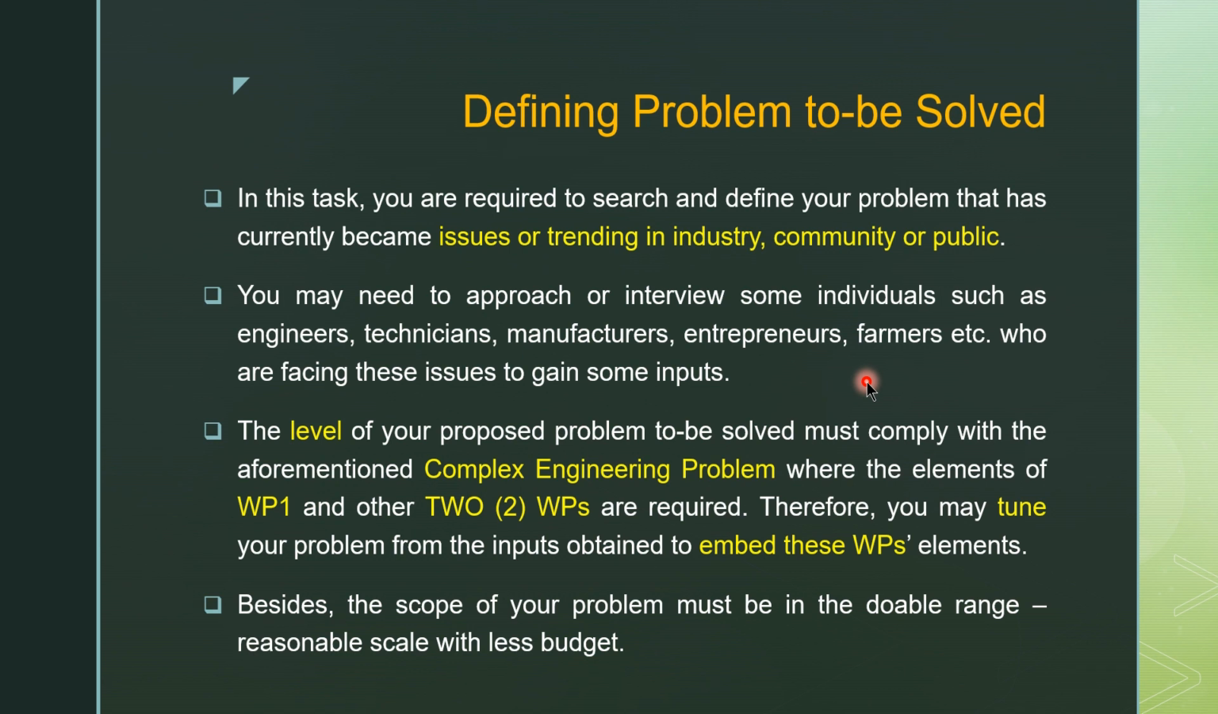So this time you need to find the real problems. Even the entrepreneurs, the small IKS entrepreneurs, small IKS business, sometimes they face some problems. So you hear them, you need to get the inputs from them. The level of your problem to be solved must comply with the information explained just now, where the elements of WP1 and the other two WPs are required. Therefore, you may tune your problem from the inputs obtained to embed these WP elements.